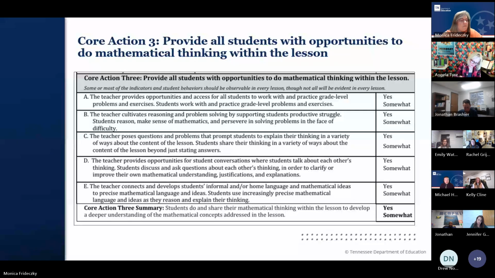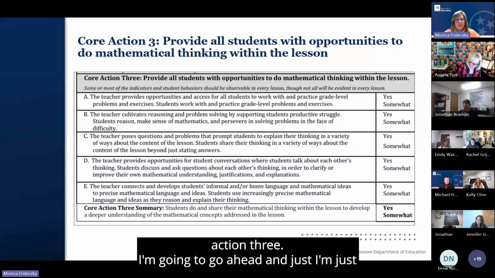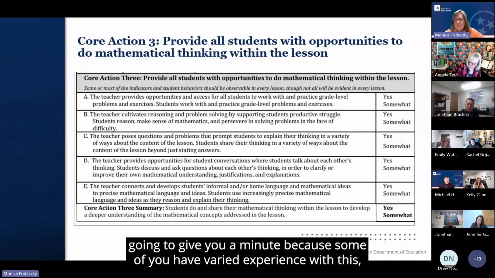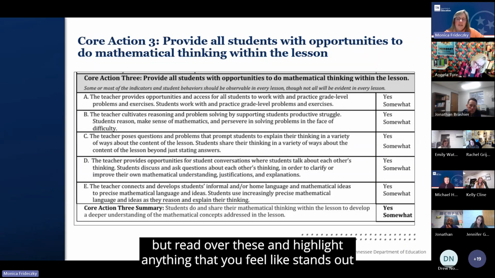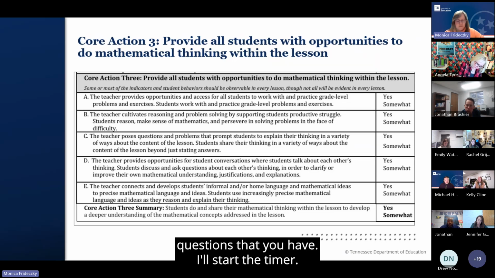I'm going to set the timer because there's a lot of information in core action 3. I'm going to give you a minute because some of you have varied experience with this, but read over these and highlight anything that you feel stands out that needs to be shared or any questions that you have. I'll start the timer.